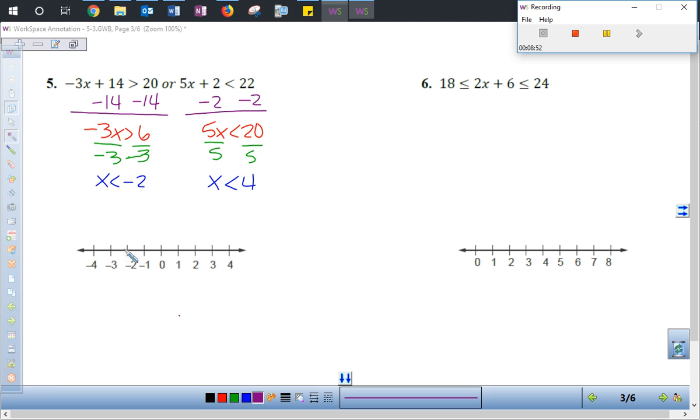So x is less than negative 2, that's going to be an open dot with an arrow going to the left. X is less than 4, that's going to be an open dot with an arrow going to the left. Now before we graph our final graph, let's see what word we're looking for. We're looking for the word or, which means I want to graph both graphs together. So if I were to graph my red graph, that's going to be an open dot on 4 with an arrow going to the left.